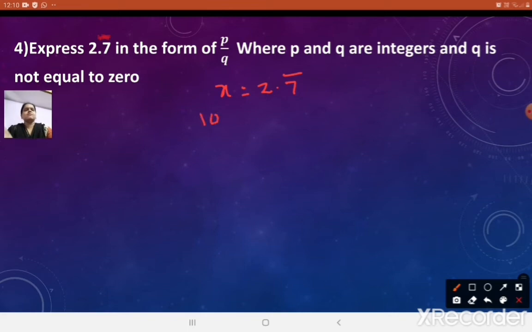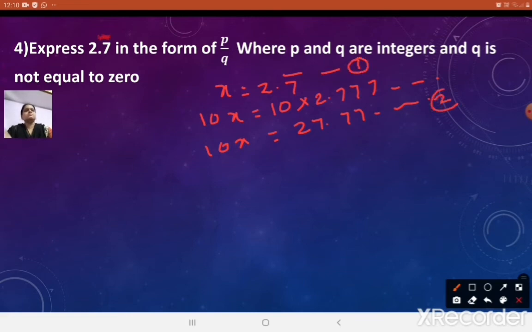Multiply both the sides by 10. Why by 10? Because the bar is given to only one digit. So it will become 10 into 2.777 and so on. So the 10x will become as what? 27.77 and so on. Yes, so this step we will consider as step 1.